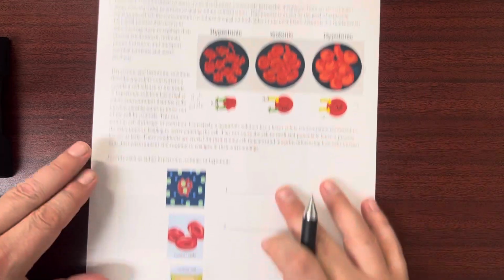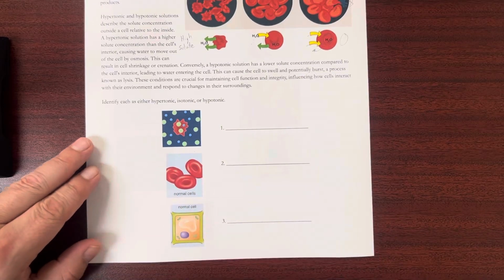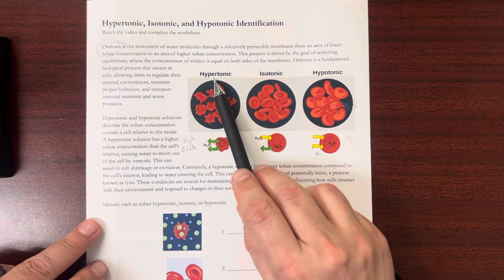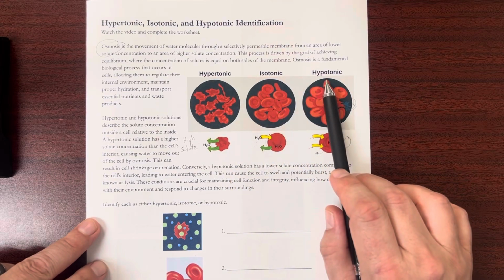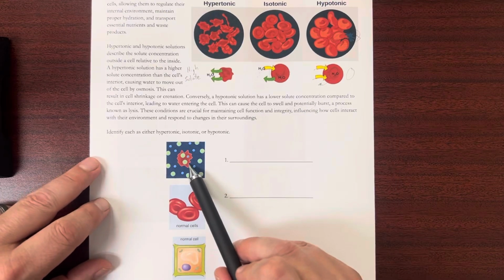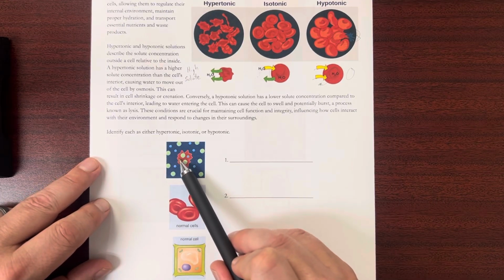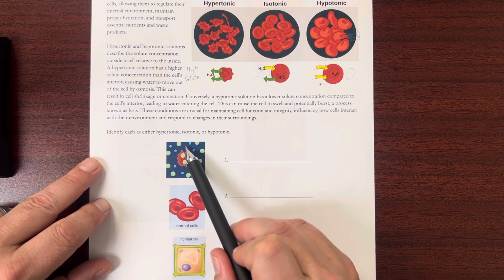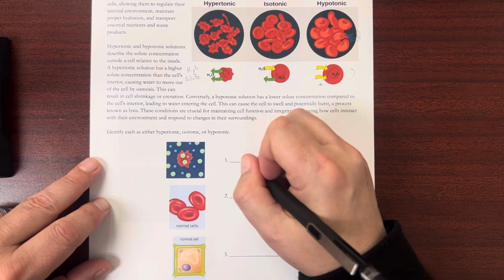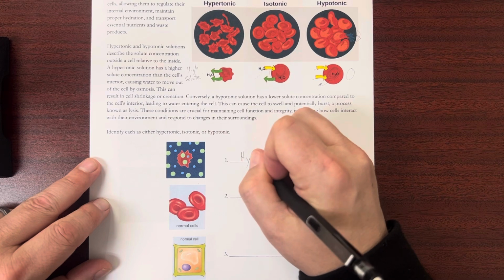That can happen here. Well, down here, you're just going to identify each cell and whether it's hypertonic, isotonic, or hypotonic based on the appearance. Now this one, I can see that the cell is shriveled up, the concentration's higher outside, and so that is hypertonic.